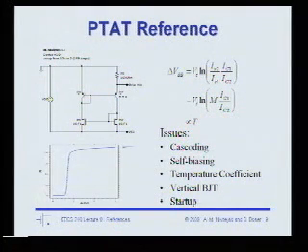First of all, how many people have seen this circuit in 140? Okay, about half the class has seen it in 140. Let me just make a comment. I'm going to go relatively fast through these reference circuits because about half of you have seen them in 140, and for the other half who have not, I encourage you to read Gray and Meyer. I think it's chapter 3 or 4. They're very well covered in Gray and Meyer. So we'll go relatively quickly. We won't work out all the detailed equations.